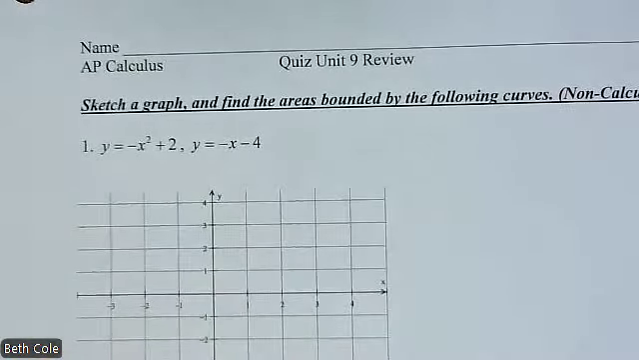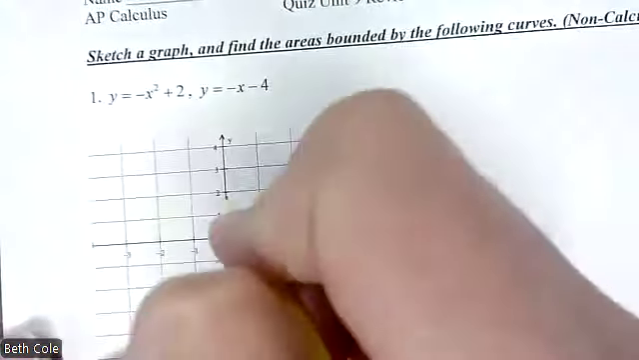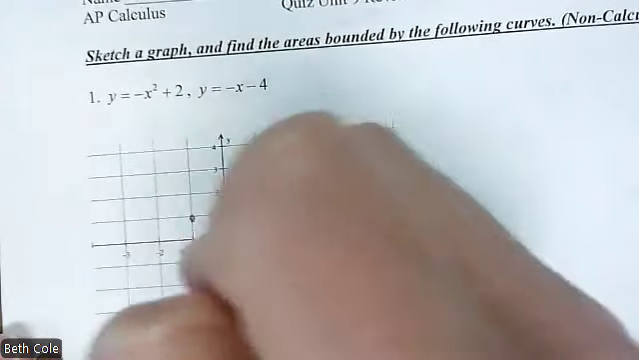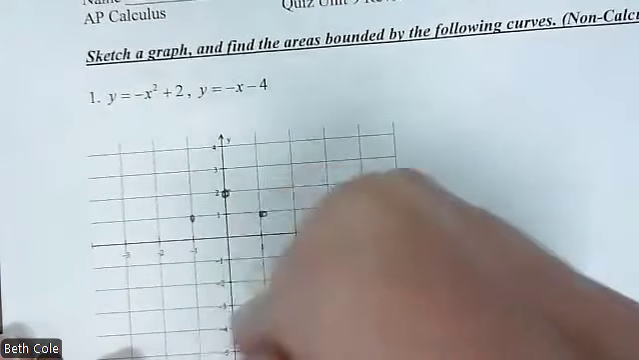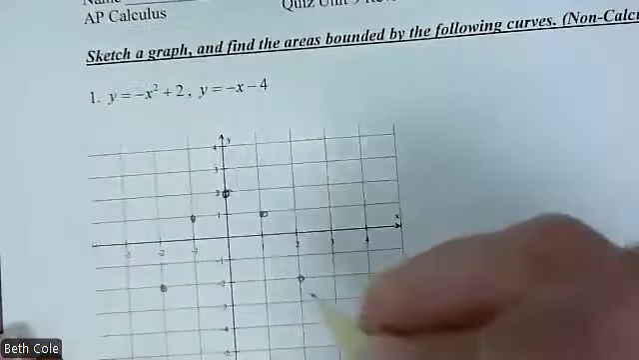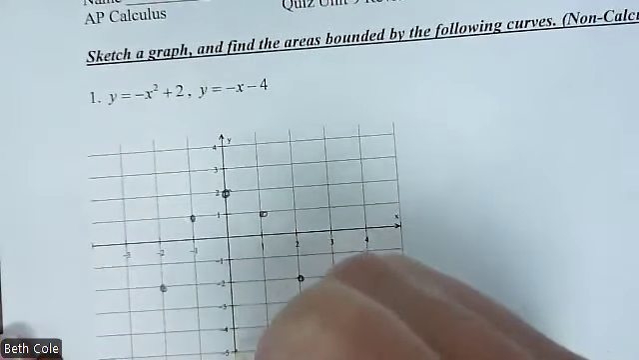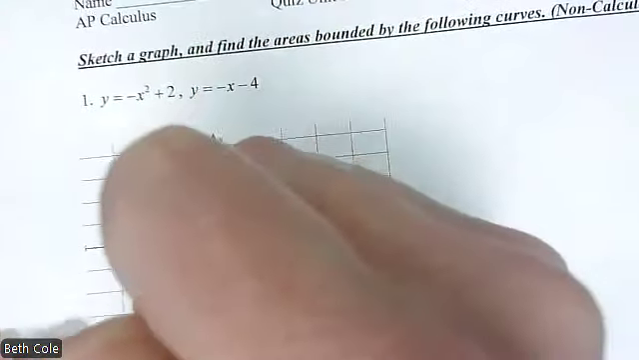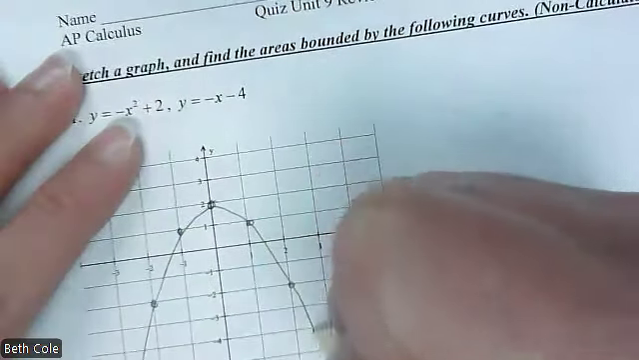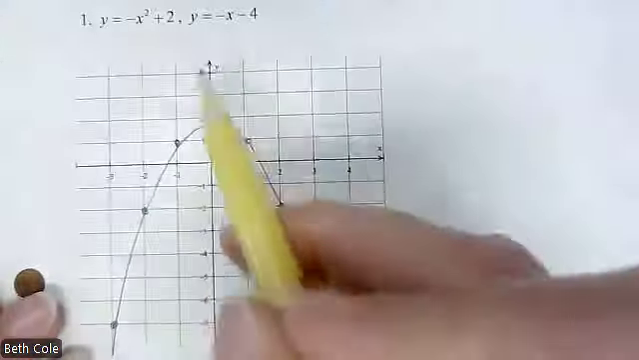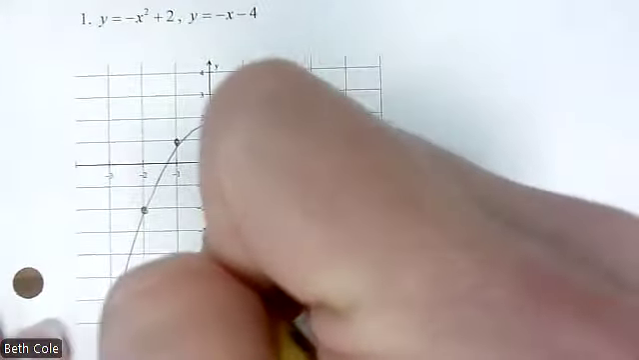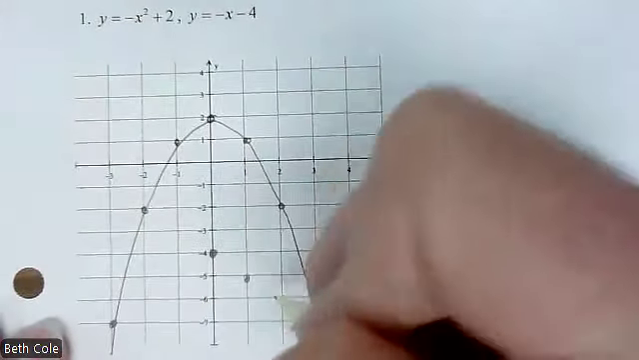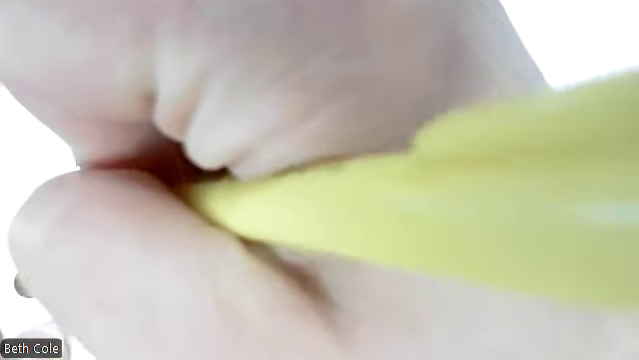We're going to do the first graph. It's a parabola. It moved up 2, and it should be upside down. All right, so something like that. All right, and then negative x minus 4. So we're going to start down 4. Slope is -1. So that will look like this.